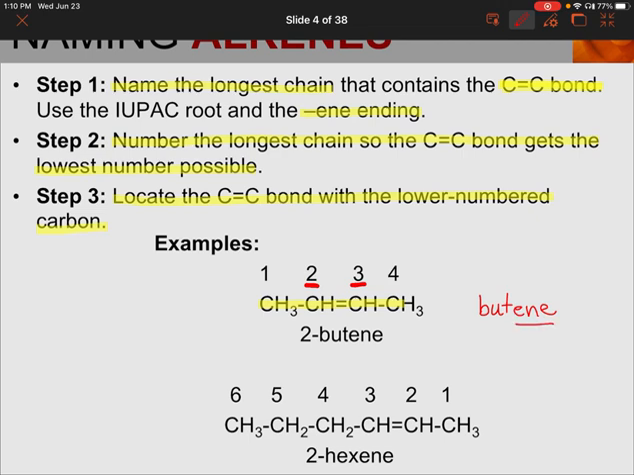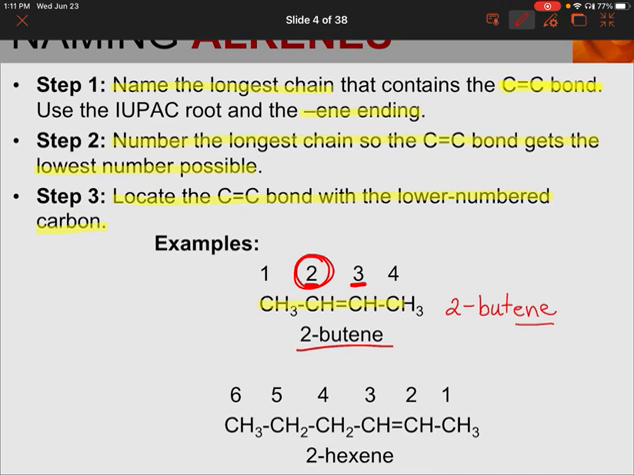Then we want to indicate where the double bond is. So we have to choose between carbon 2 or carbon 3 to indicate where it starts. And we want to use the lower number. So we're going to say that the double bond starts at carbon 2. So that gives us 2-butene, which you already saw down below.